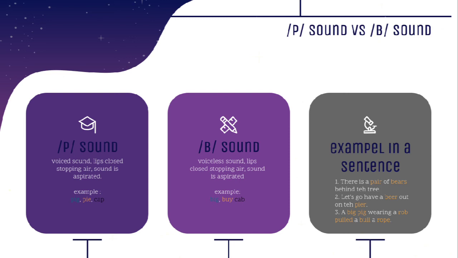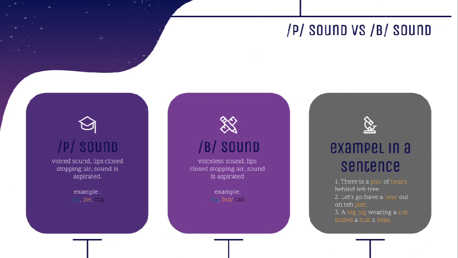P sound is a voiceless sound. The lips are closed, then you stop the air and it's also aspirated. It's almost the same as the B sound. However, if you put your finger down on your throat, you shouldn't feel that vibration. For example, big, big, pie, pie, cup, cup.